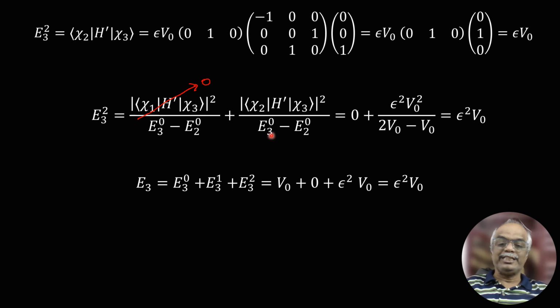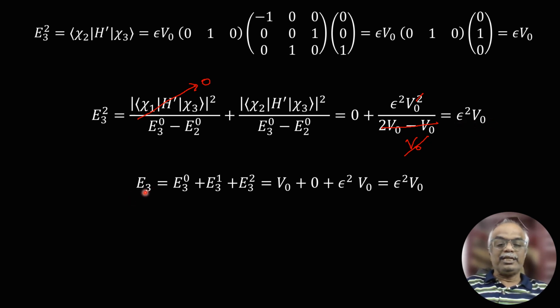What about E3 0? That is the unperturbed energy state E3. In section A we have seen the eigenvalue 2 v naught. For energy state 2, the eigenvalue is v naught. So 2 v naught minus v naught will become just v naught. This v naught will get cancelled with this v naught squared. So this will become epsilon squared v naught.